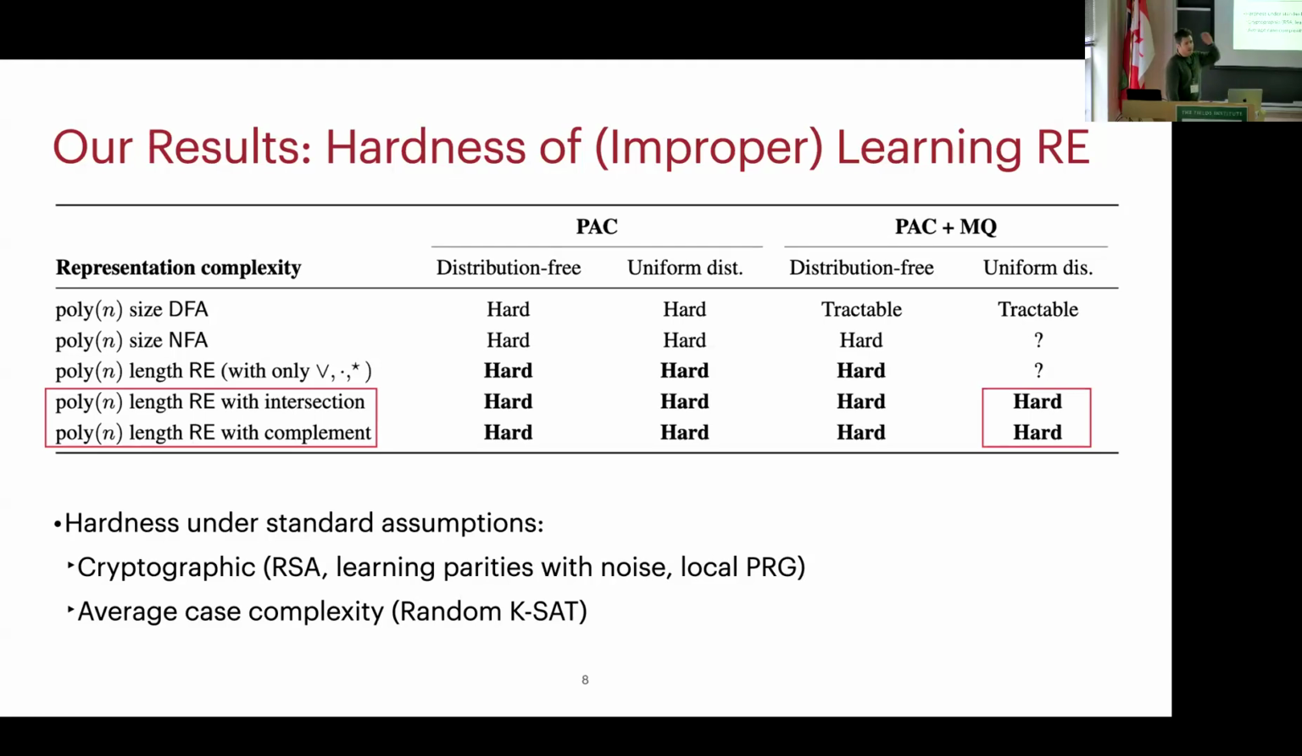Note that the hardness is under cryptographic assumptions and average case complexity assumptions. And there is a good reason for that, because if you want to show improper hardness, it's unlikely that we can use NP hardness assumptions. There is a famous paper that shows that if you want to do it, then the polynomial hierarchy collapses or something like that. So this is necessary to make such assumptions.